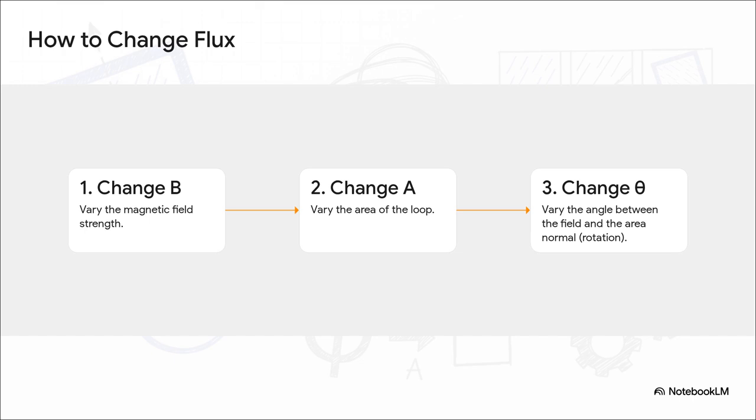Or 3, you can change theta, the angle, by tilting or spinning your window in the rain. Do any of those 3 things, and you are changing the flux.